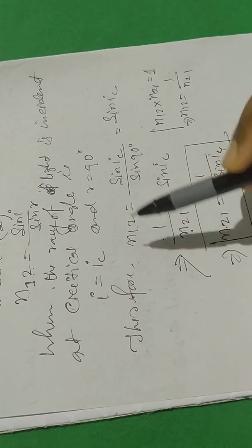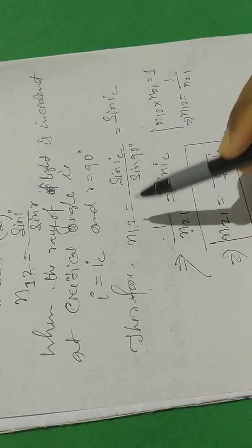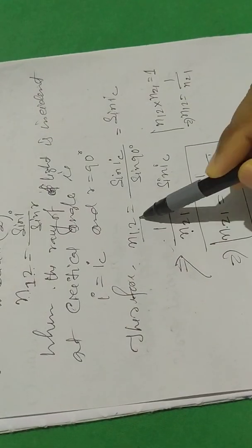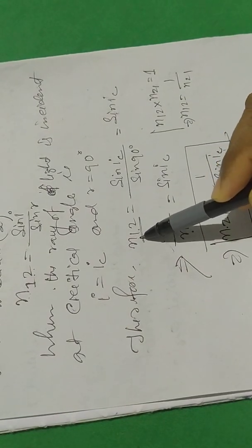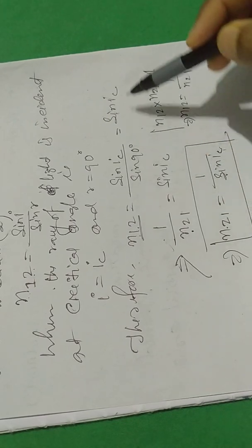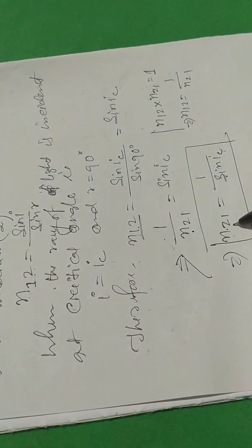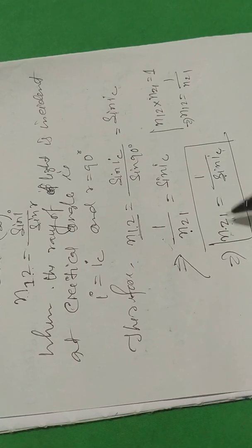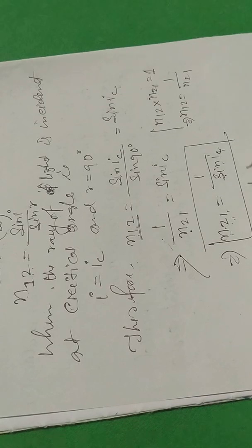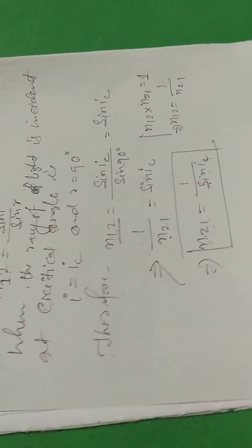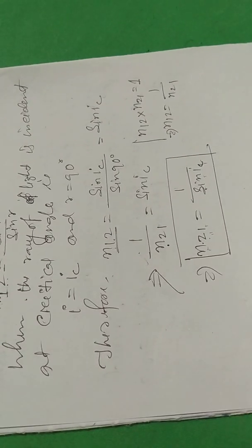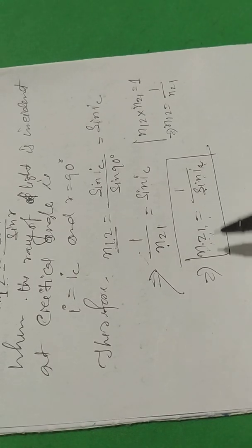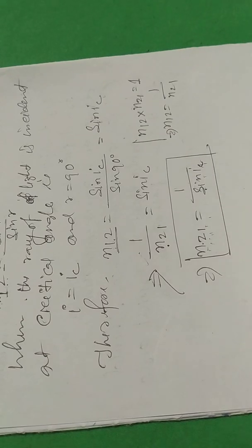The refractive index of the rarer medium with respect to the denser medium is sin of IC. The refractive index of the denser medium with respect to the air medium, the rarer medium, n21, equals 1 upon sin of IC, which is the required expression. That is the relation between refractive index and critical angle, which is n21 equals 1 upon sin of IC.